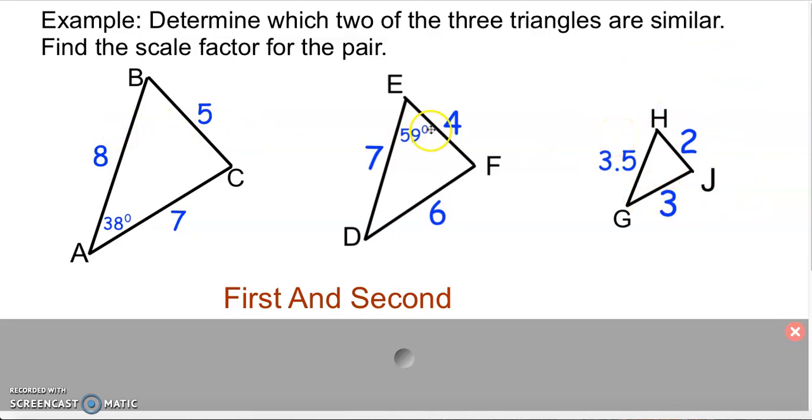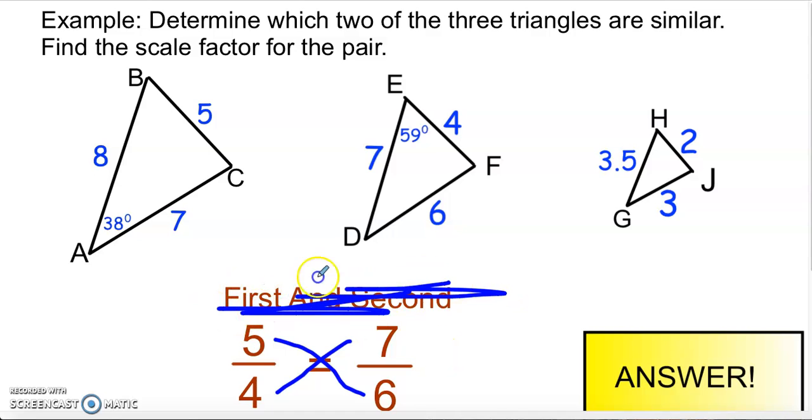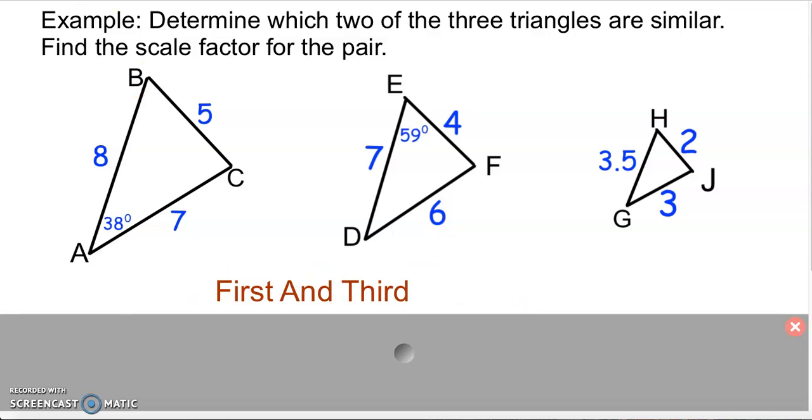So we'll try the first and second triangles. I'm going to go 5 and 4, and I'm going to go 7 and 6. And neither one of these can reduce. Another thing you could always check is cross multiply and see if your cross multiplying equals each other. 5 times 6 is 30. 4 times 7 is 28. 30 and 28 don't match. So we know the first and the second one are no good.